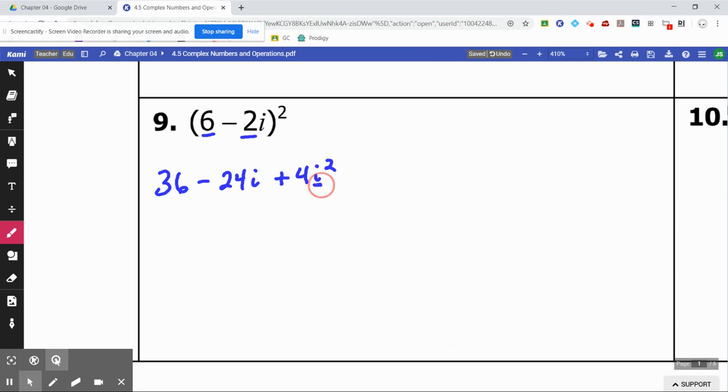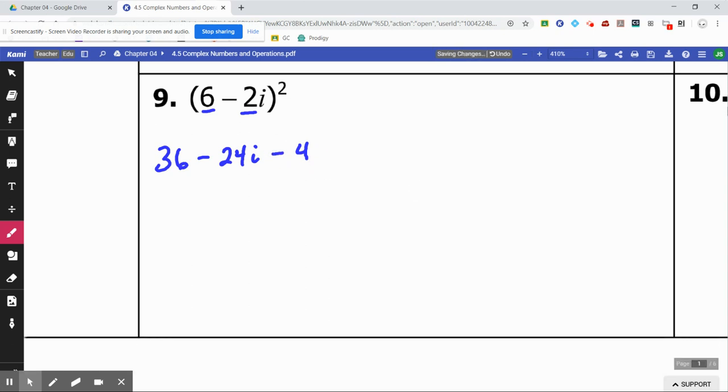However, this is, again, a negative 1. And if you multiply a positive 4 times a negative 1, what that actually does is just change this to a negative 4. And you have now combined like terms. 36 minus 4 is 32 minus 24i.